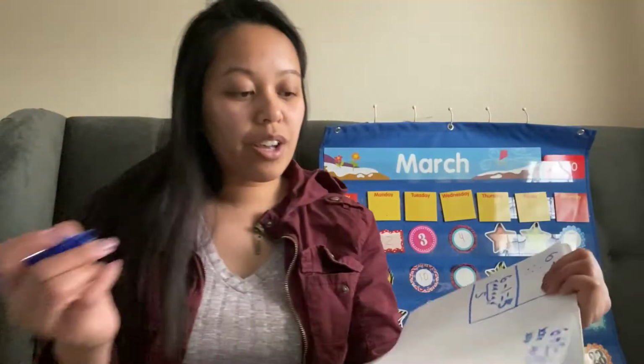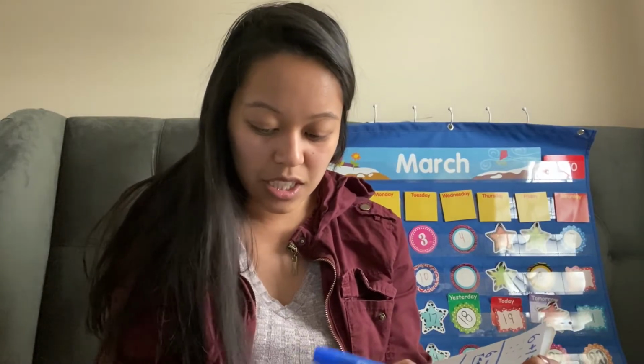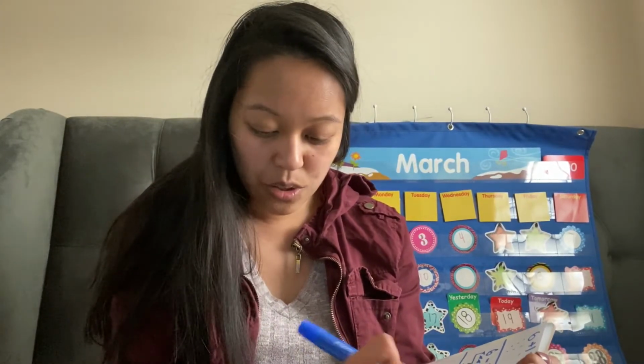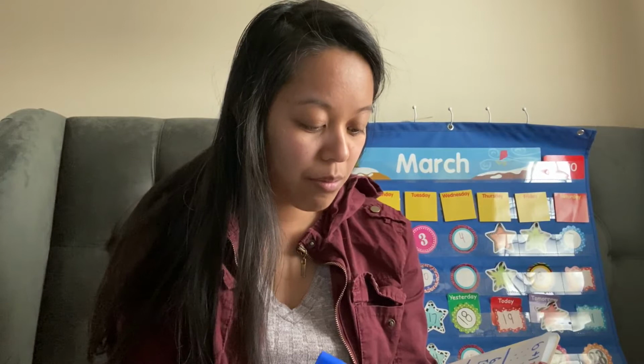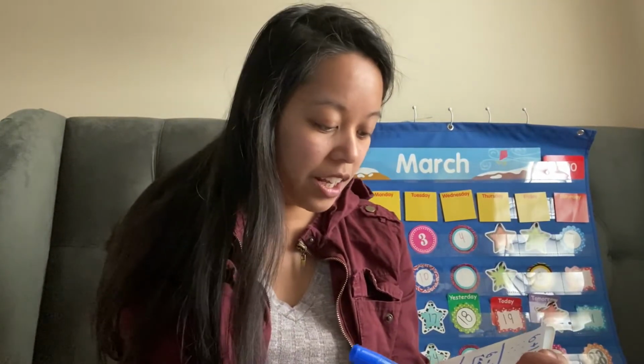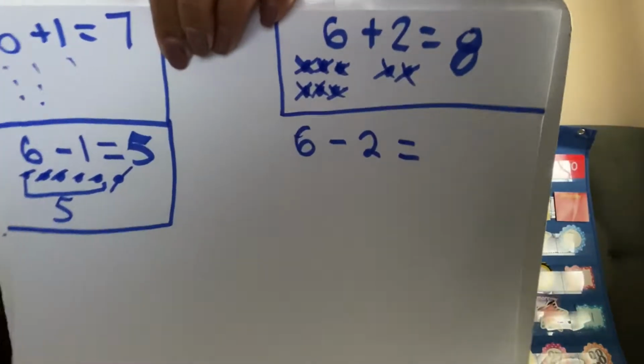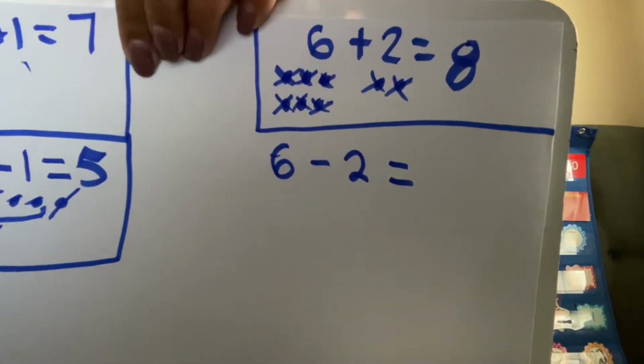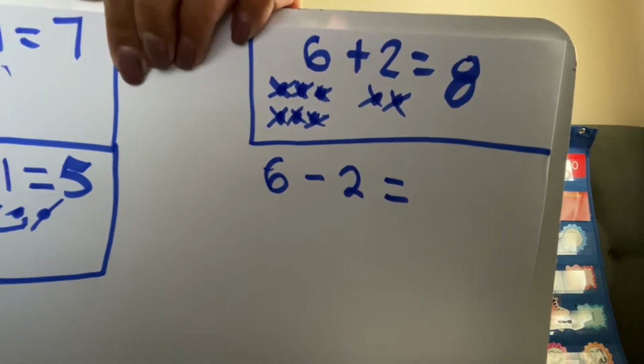And then we're going to do 6, 2 less than 6. So our problem is going to be, I'm going to separate it right here. Our problem is going to be 6 minus 2 right there.